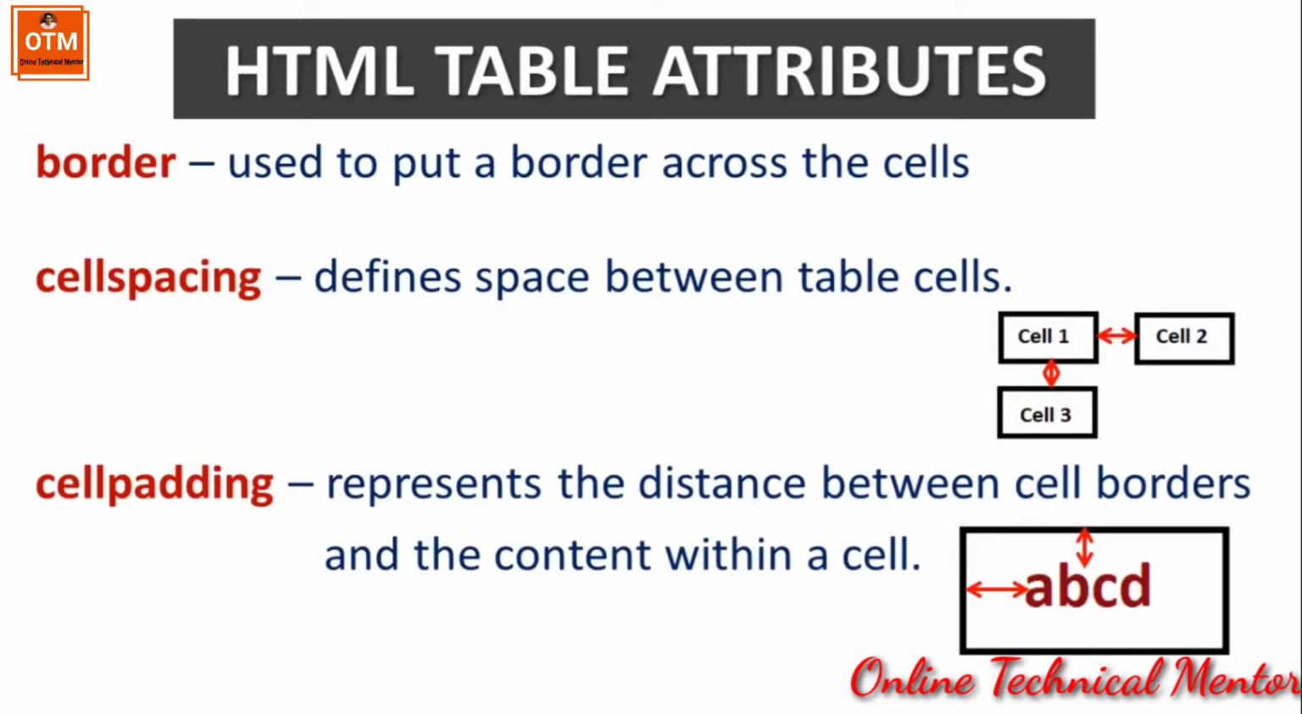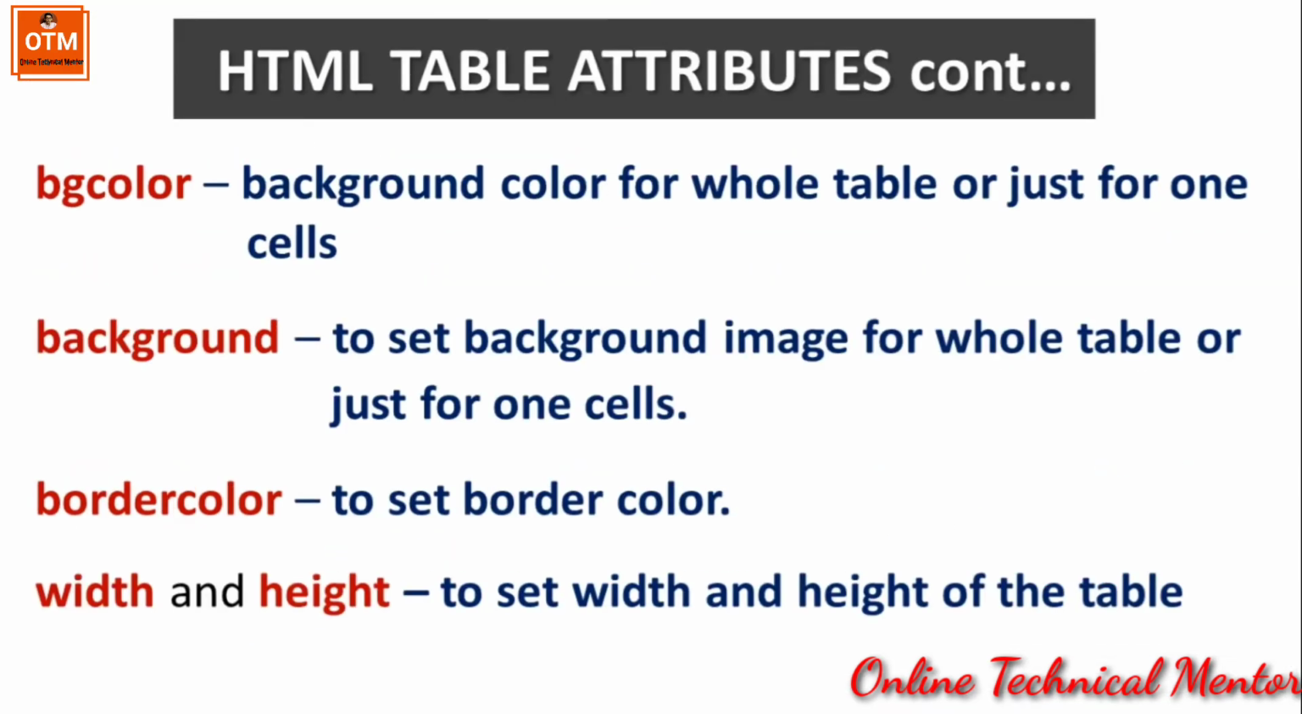There are a number of attributes for the table tag. Let me show you some of them. BG color, background, border color, width and height. BG color means background color for the whole table or just for one cell. Background, to set a background image for a whole table or just for one cell. Border color, to set border color. Width and height, to set the width and height of the table.